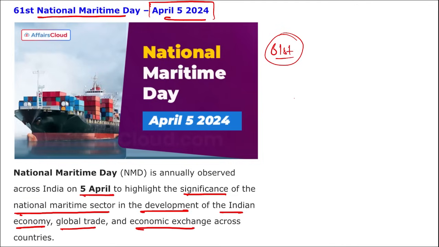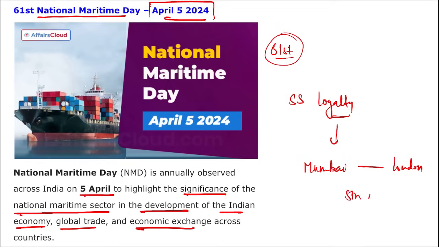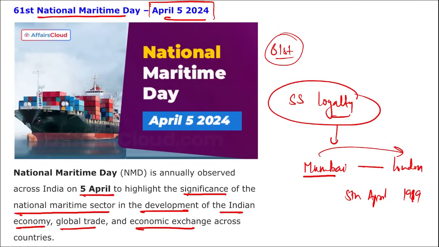Right, and the day also commemorates the maiden voyage of the SS Loyalty. This is India's first Swadeshi ship, correct? It was from Mumbai to London, and it was on 5th of April 1919, correct? To commemorate this voyage of SS Loyalty, India's first Swadeshi ship that was owned by Scindia Steam Navigation Company, and it operated from Mumbai to London, and it started its voyage on 5th of April, and that is the reason we observe the National Maritime Day on 5th of April, and it was the 61st edition here.